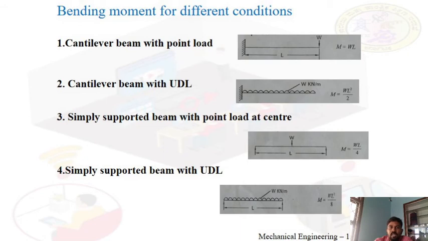The first case is a cantilever beam with a point load. You already know what a cantilever beam is. M is equal to W into L. W is the load, L is the span or length of the beam. The second one is the cantilever beam with UDL. The load is in kilonewton per meter. So the moment M is equal to W L square by 2. Third, a simply supported beam with a point load at the center: the moment M will become W L by 4. The fourth case, a simply supported beam with UDL: the moment M is equal to W L square by 8.